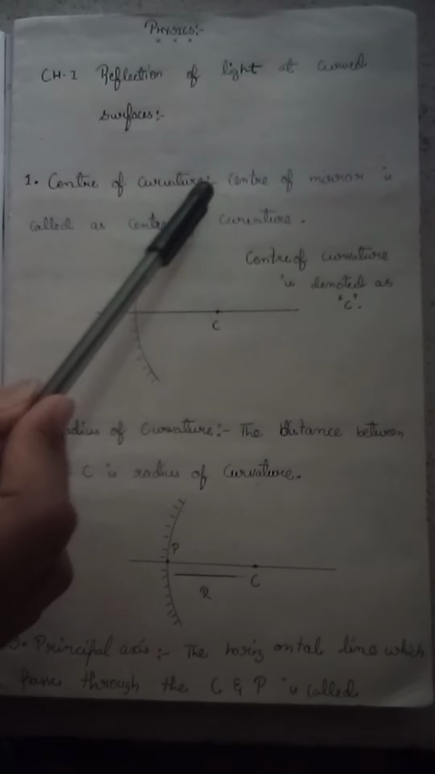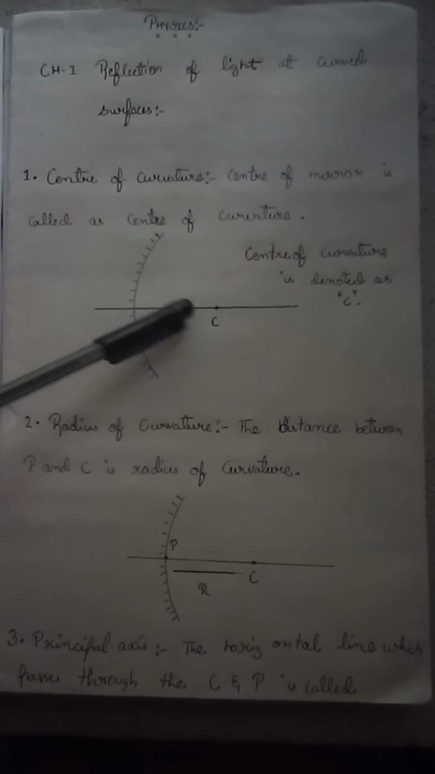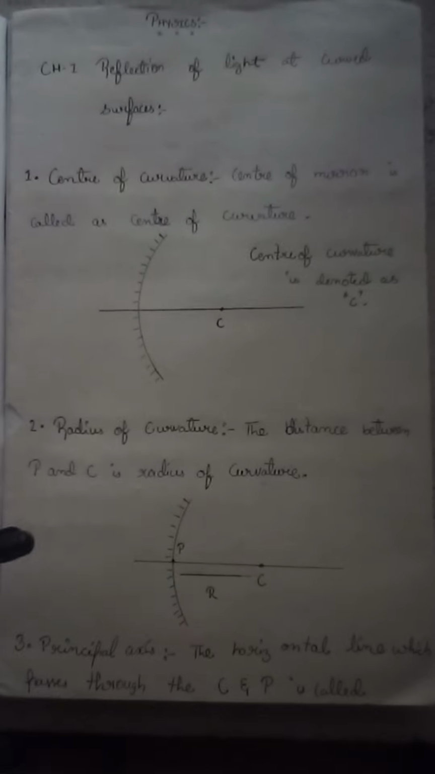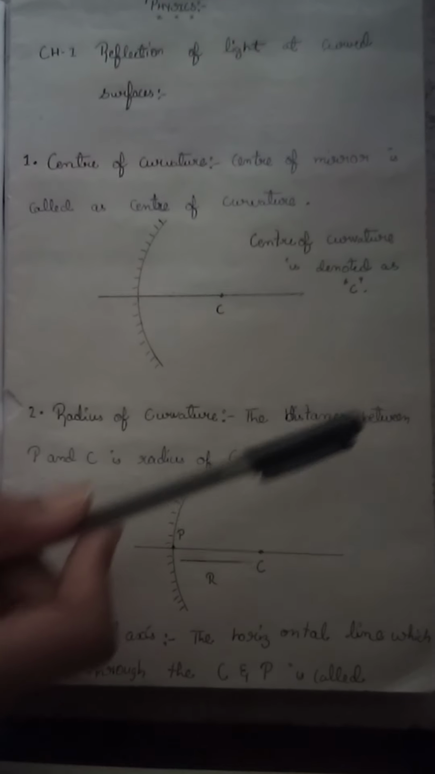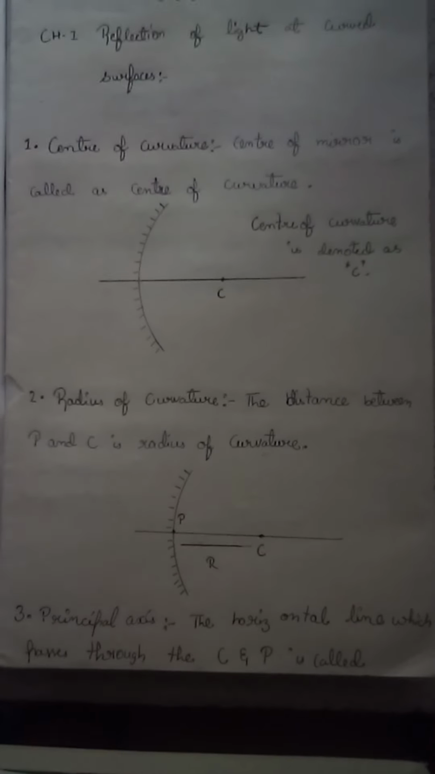Center of curvature. The center of the mirror is called the center of curvature, and the center of curvature is denoted as C. Radius of curvature. The distance between P and C is called the radius of curvature. The distance between the pole and the center of curvature is called the radius of curvature.